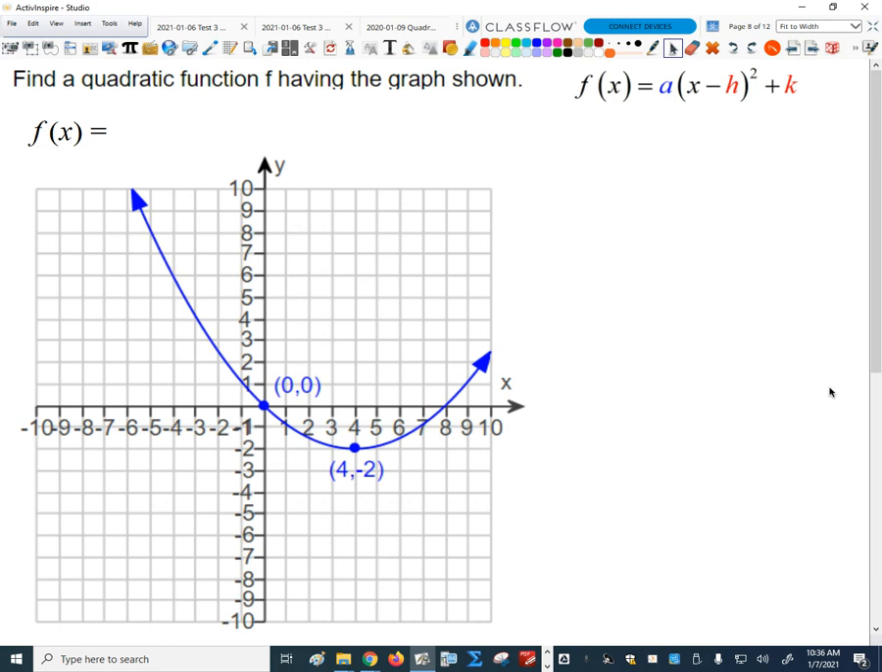Okay, what about that one? Everybody try that one on your own real quick. So from the graph, you've got to be able to extract the values of A, H, and K by inspecting the graph.